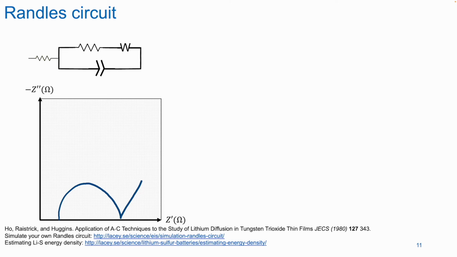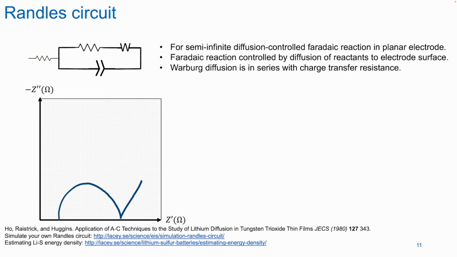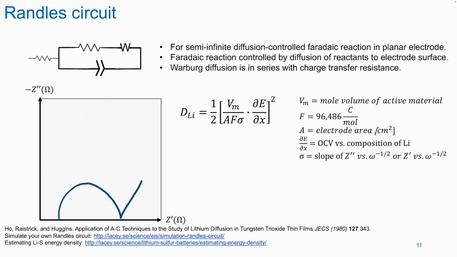The Randles circuit is a popular equivalent circuit for modeling semi-infinite diffusion-controlled Faradaic reactions in planar electrodes. The Faradaic reaction is controlled by diffusion of reactants to the electrode surface. The Warburg diffusion is in series with the charge transfer resistance, and the diffusion coefficient of lithium ions can be calculated based on the known molar volume of the active material, Faraday's constant, the area of the electrode, the open circuit potential of the known composition of lithium in the active material, and the slope of the measured real or imaginary component of impedance versus inverse square root of frequency.